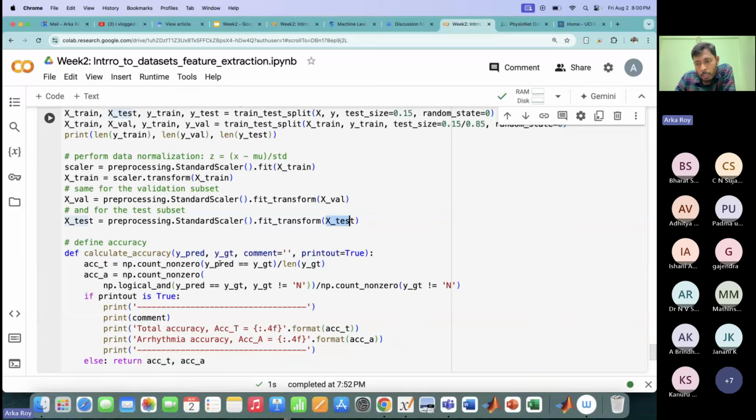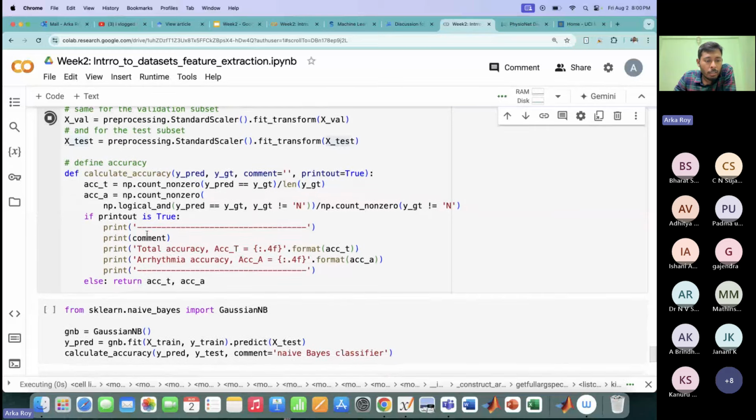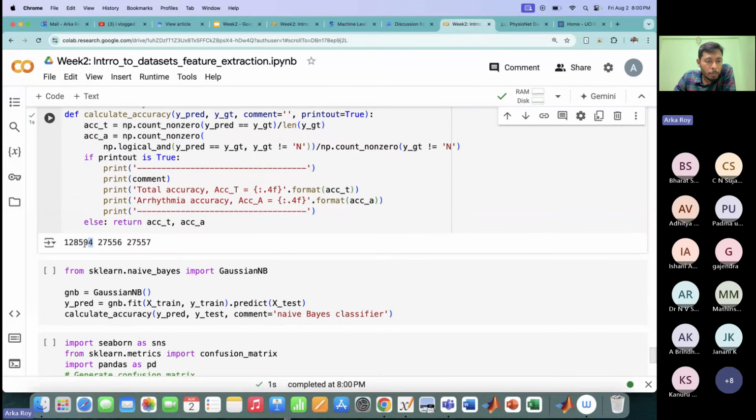we want to use a naive Bayes classifier that you have learned in week 2, and we'll try to calculate the accuracy from this particular function. Accuracy is basically the number of correctly classified samples divided by all samples. That is what I have written over here. So it will partition the data. You can see that this number of data will go in the training loop, this number will go in the validation loop, and this number will go in the testing loop.